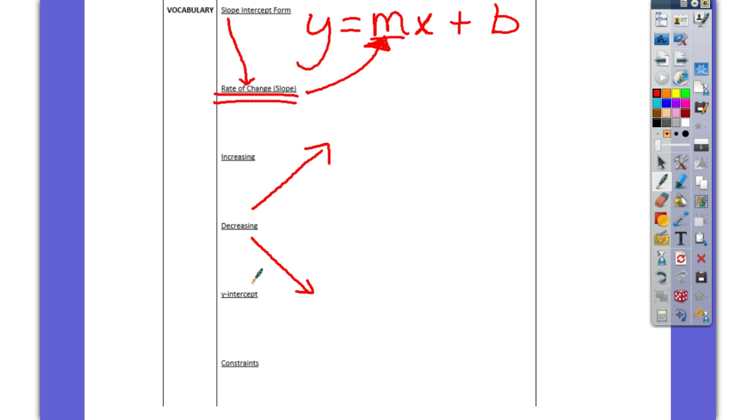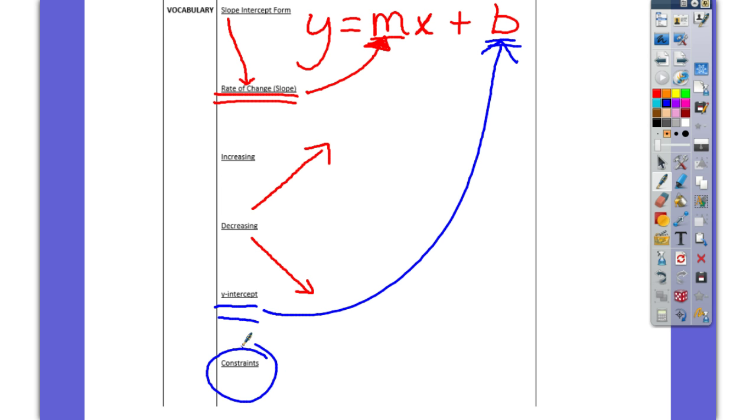Now, which one of these letters is your y-intercept, where it crosses the y-axis? Which one of those variables represents the y-intercept? Say it louder. B. The b. That is your y-intercept. So that is where it will cut the y-axis in half. That's where it goes through the y-axis.